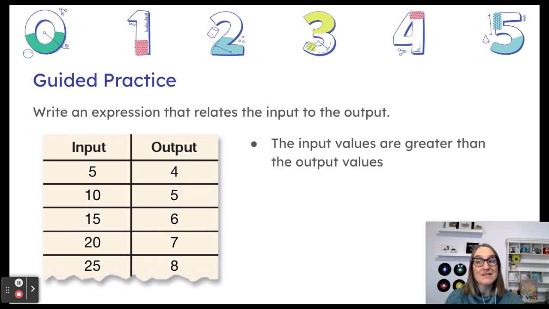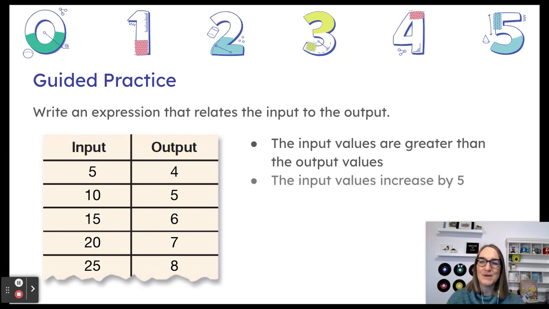Okay, so our next step is to take a look at the patterns in the input column. I noticed something here right away. Now, maybe it's just because I love the number 5 and I find 5s easy to work with, especially multiples of 5, but we can see that there's a pattern there. Starts at 5, increases by 5 each time. It's essentially just skip counting by 5, but our input values increase by 5. So that is another clue for us.